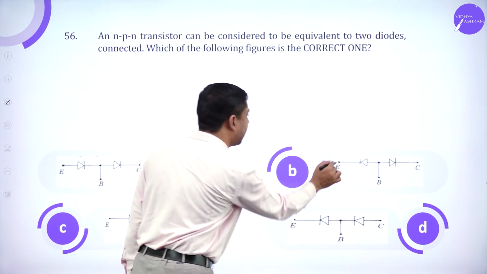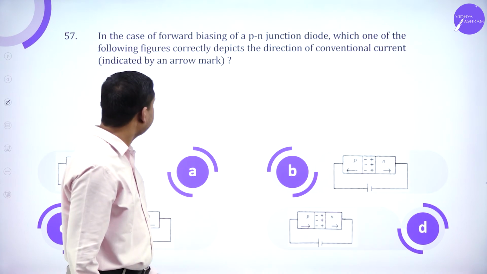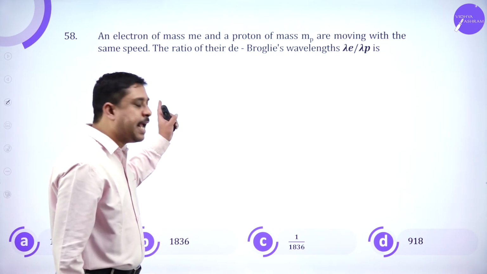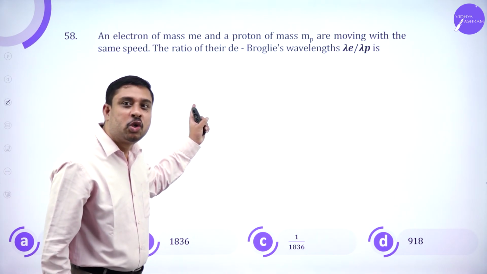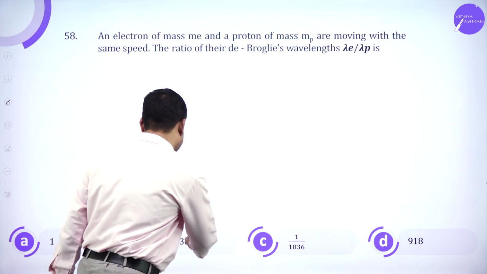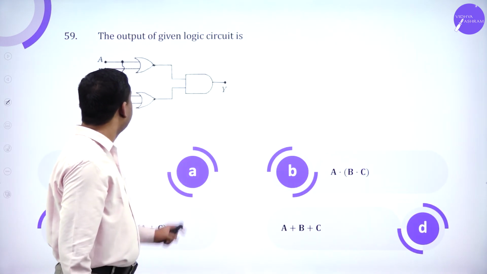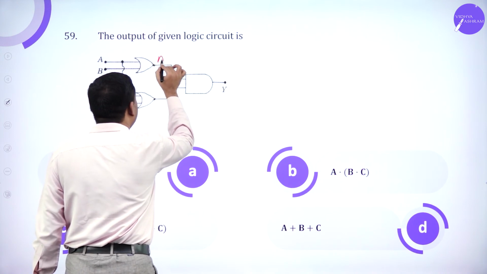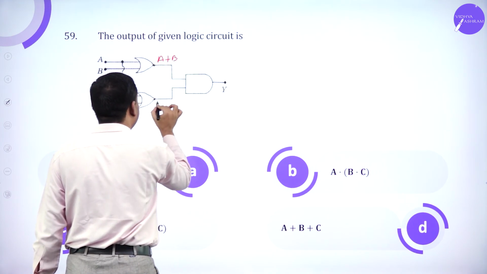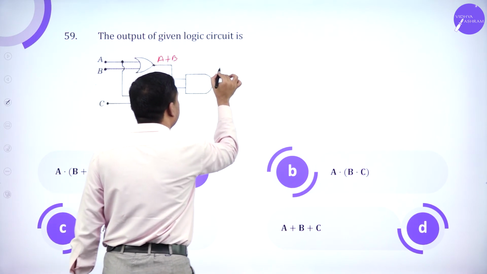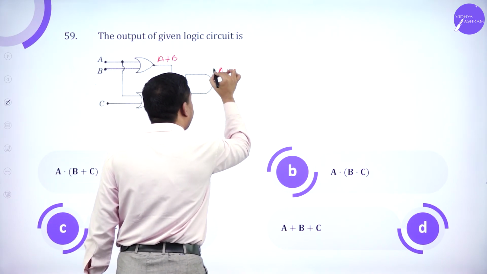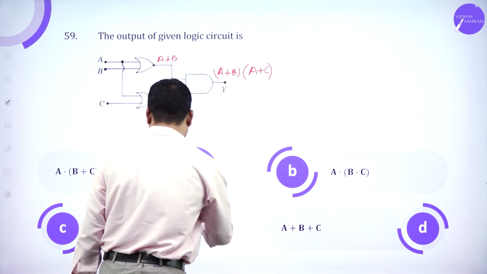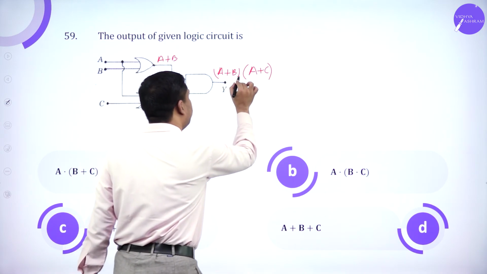PNP transistor, correct symbol is B. This is out of your syllabus. We will not discuss this. Again, this is done in my previous session, 2018. 1836 will be the answer. The output of the given logic gate. Here the output will be A plus B. Here A plus C. So here therefore it is A plus B into A plus C. So A plus B into A plus C will be the answer.